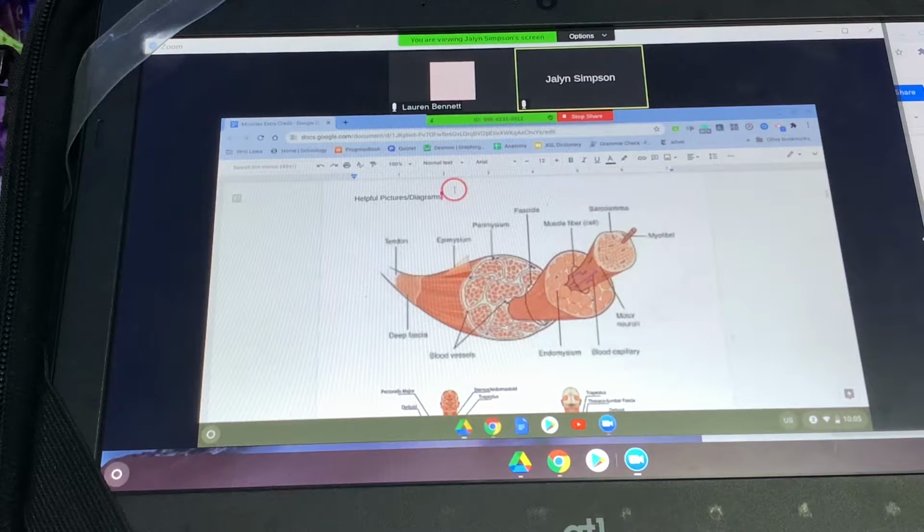This is a review over chapter 9 and 10 of the muscles. Here are some helpful pictures and diagrams. First, we have an in-depth picture of the muscle.